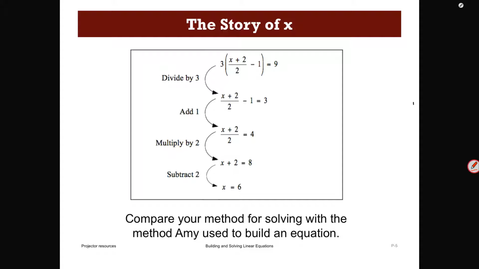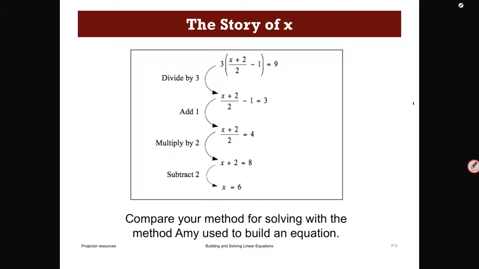So is it off or weird that your first step may have been to divide both sides by 3? Well, that kind of makes sense. You're starting to undo exactly what she did. So go ahead and compare the rest of her steps with the steps you took to solve. What you should be starting to notice is exactly what Mrs. Paramano said. We're undoing her steps. Take a look at her steps.